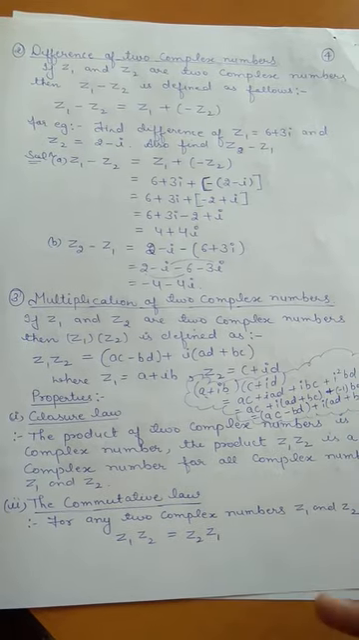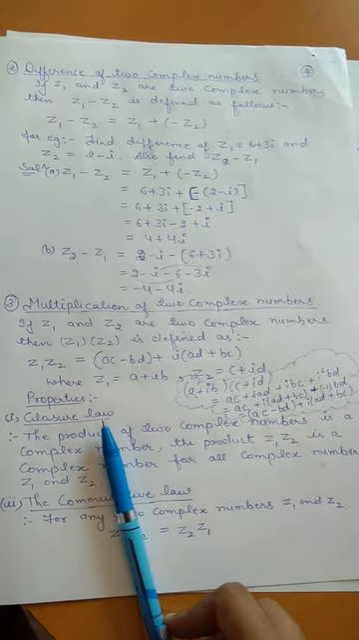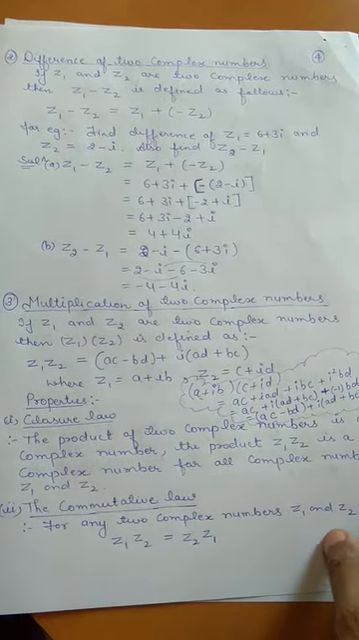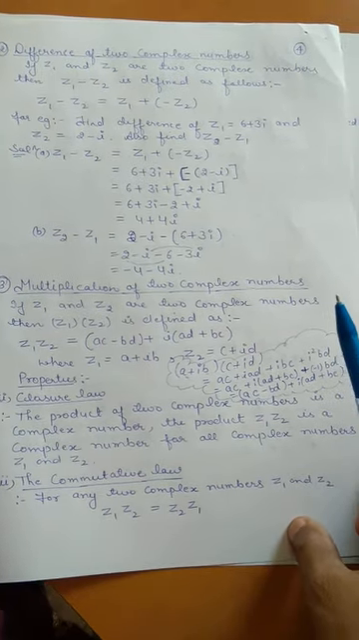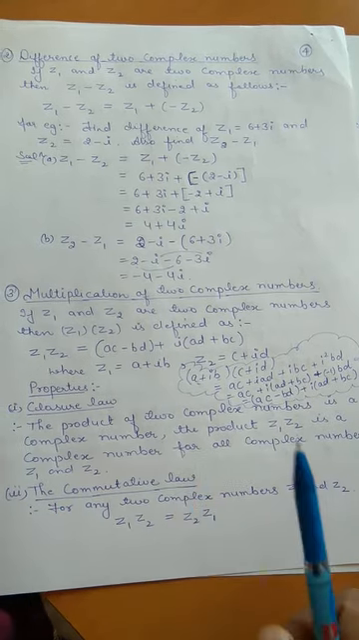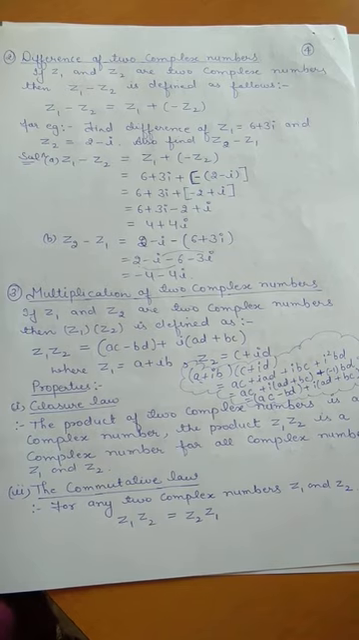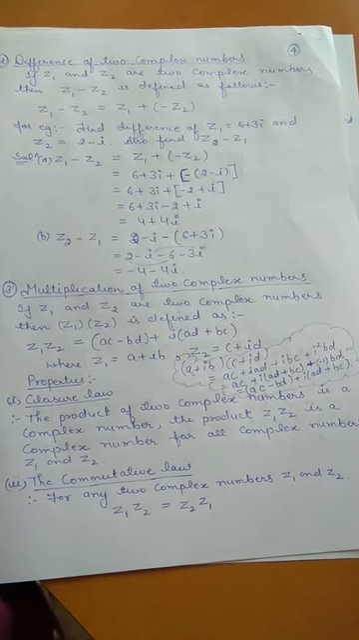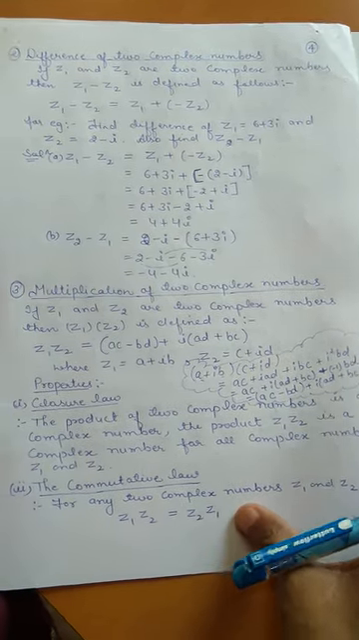Now बच्चे, the properties are closure property, means when you do the product of two complex numbers, the result obtained will be a complex number only. Then there is the commutative law, means either you multiply 2 into 3 you will get 6, or you multiply 3 into 2 you will get 6. So it does not affect which value you take first and which value you take second.